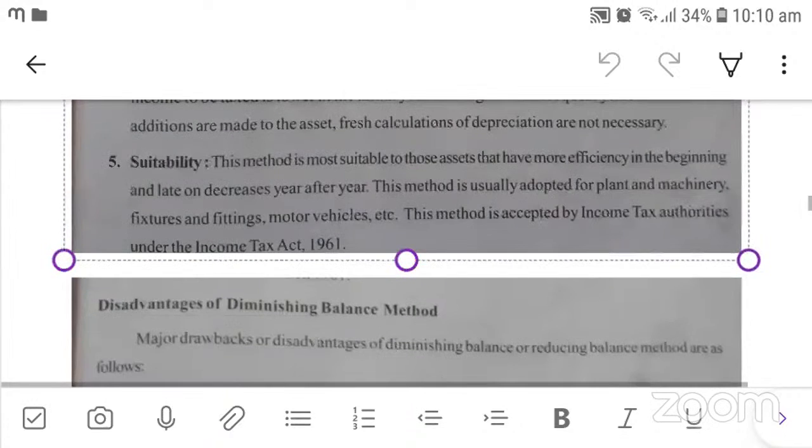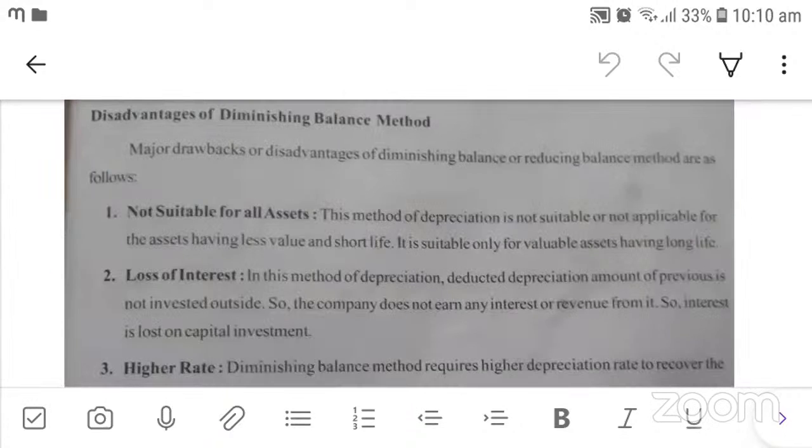Now we can see the disadvantages of the diminishing balance method. The major drawbacks or disadvantages of the diminishing balance or reducing balance method are as follows. Not suitable for all assets. It is suitable for only plant and machinery, furniture and buildings. This method is not suitable for all the assets.